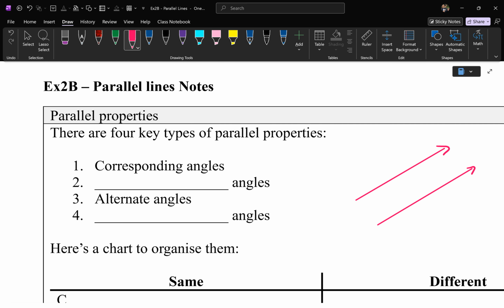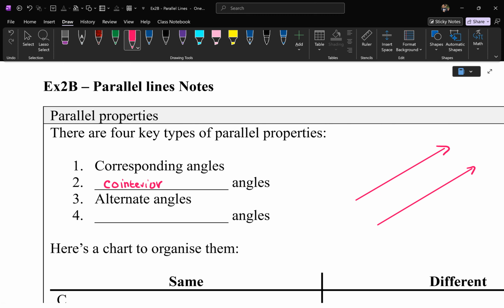Now, you may have learned this in year 7, you may not have. Usually it's taught in year 7. But I'm just curious. Anyone know what the second or the missing one is? Co-interior? We've got co-interior. Write this in, even if you didn't know. Co-interior. Pencils here if you need pencils. Sorry? You can write in pen.